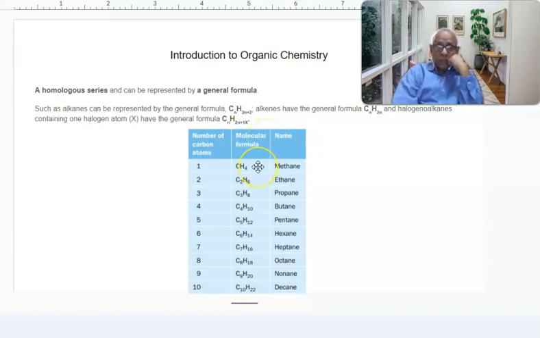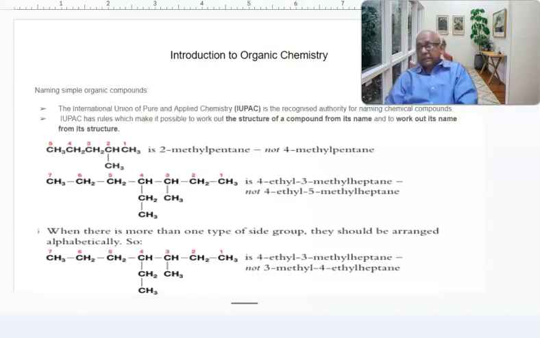In this slide, I'll show you a number of alkane family, such as methane, ethane, propane, butane, pentane, hexane, heptane, octane, nonane, decane. This is a very important and interesting thing.